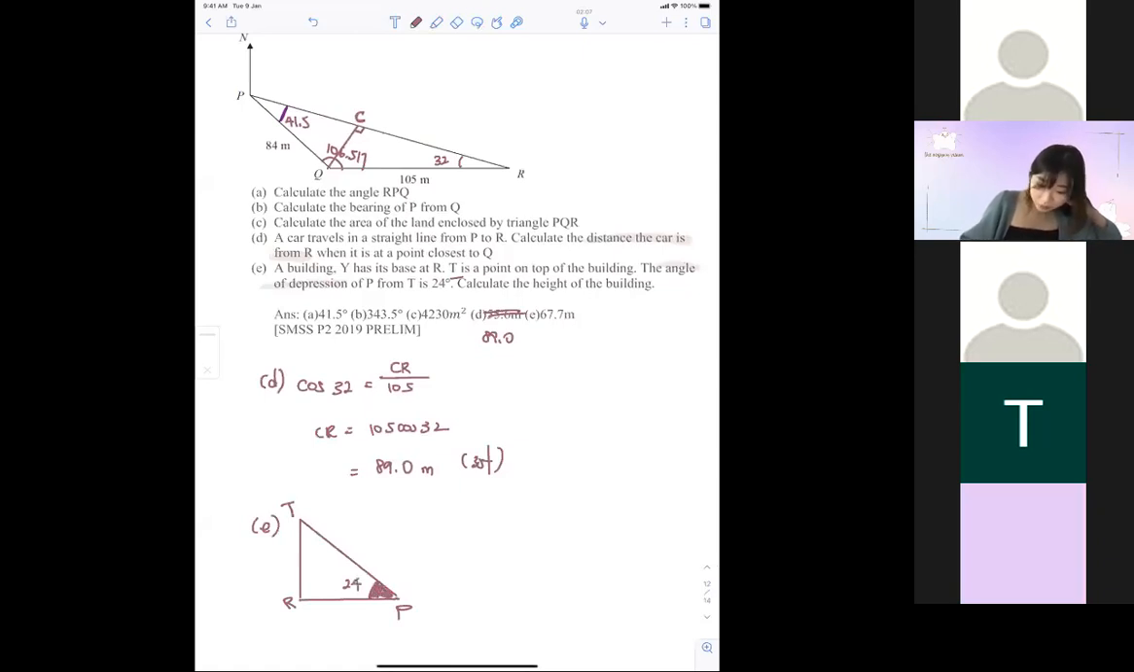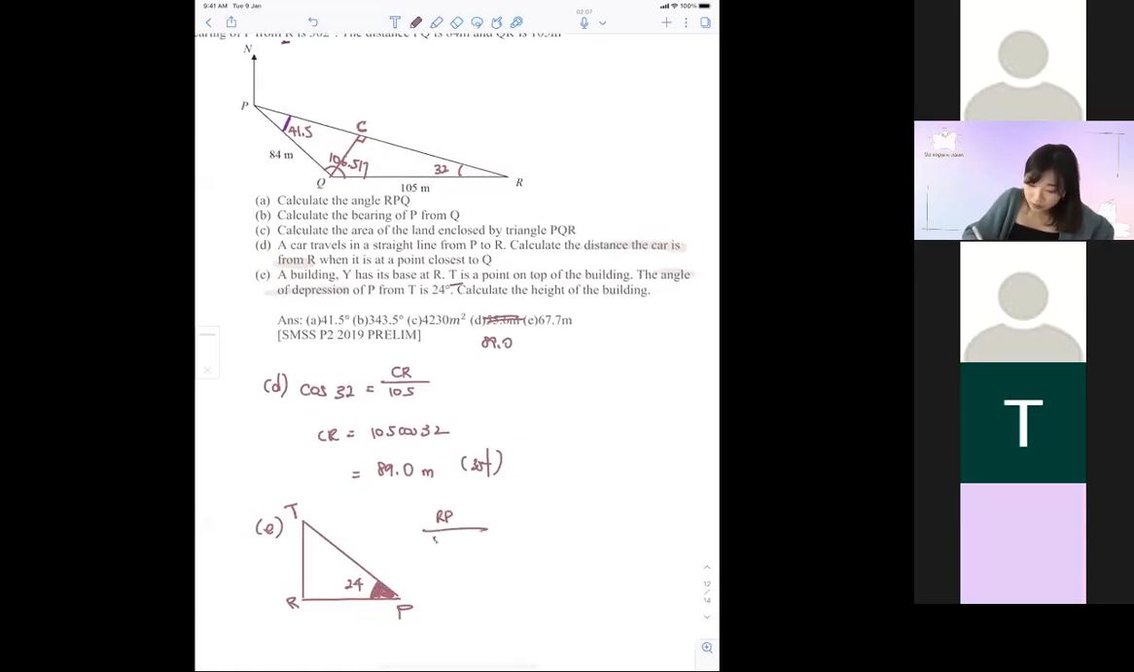RP, you have the length, right? Did we find the length? Haven't yet. Okay, never mind. We find later. So we don't have this. We want to find this. So before that, we must find RP first. Okay, so to find RP, we can use either sine rule or cosine rule. In this case, use sine rule since it's easier. So RP over sine 106.517 is equals to 84 over sine 32.